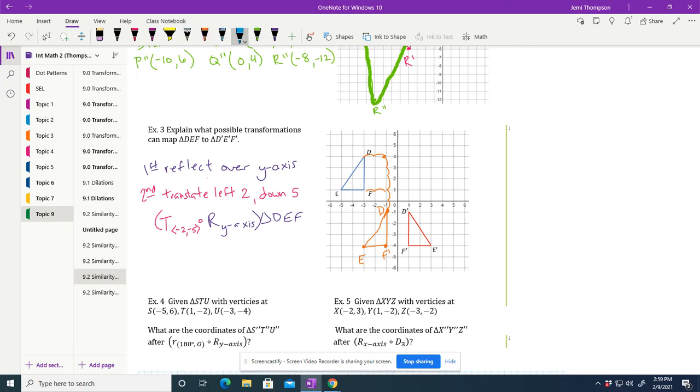And then I can reflect it. Right, and then I can hop it over. So in this case, I would translate right 2, down 5. And then I would reflect.